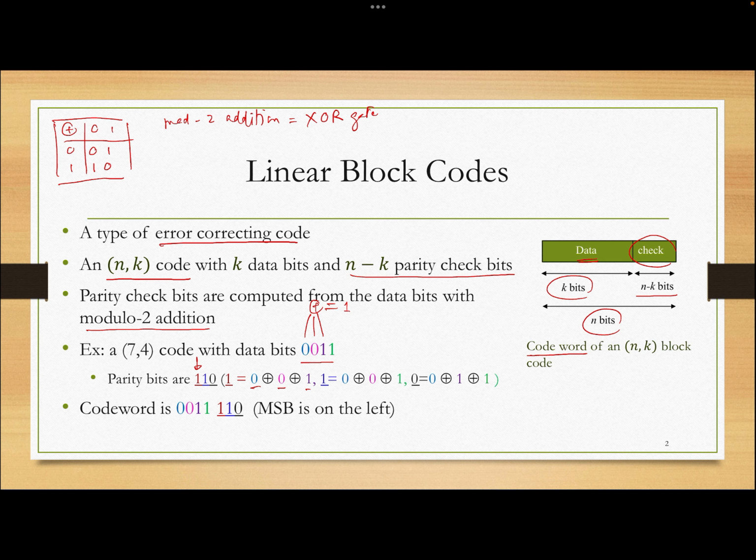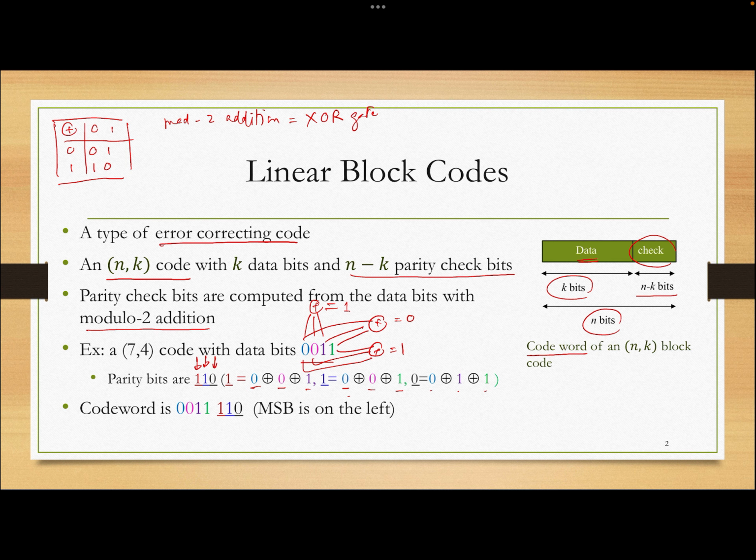The second bit, the dark blue here, is computed from the light blue, the pink and the green. You add them with modulo 2 addition, 0, 0, 1, so you get 1. So this is the second bit. Now the third bit comes from the light blue, the violet and the green. You get 0, 1, 1, so you get 0. So this is the last bit of the parity check.